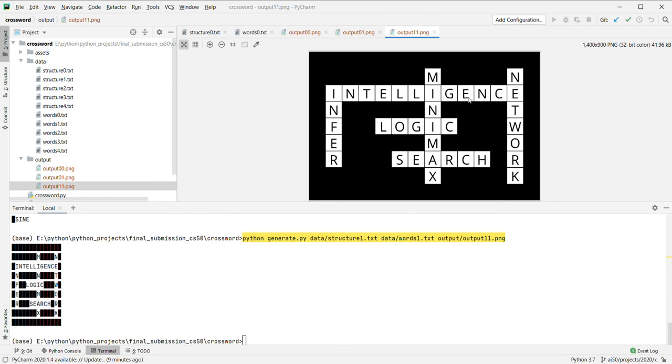So that is the node constraint, and also the overlapping, like this minimax and intelligence, the second row, second cell of this minimax and the intelligence I. This is the overlapping and it is properly matched. Even logic, search, these are the words, that is the domains, and it is properly fitted.